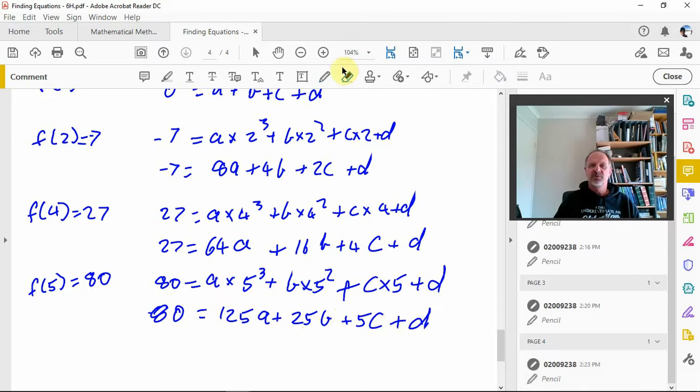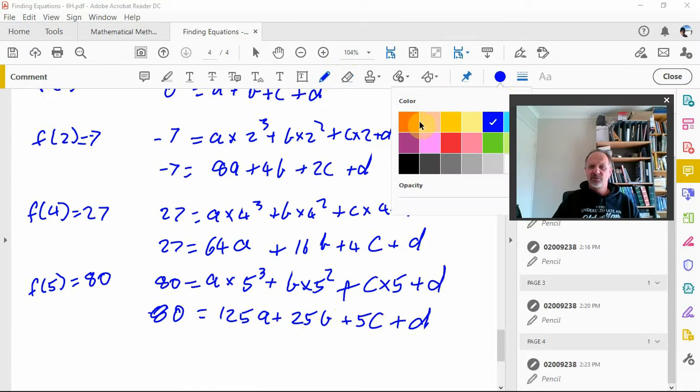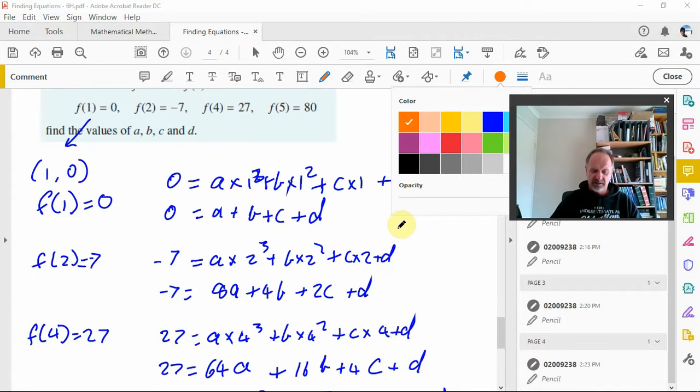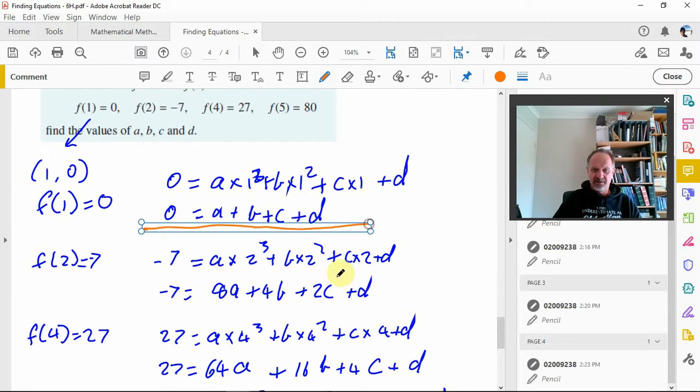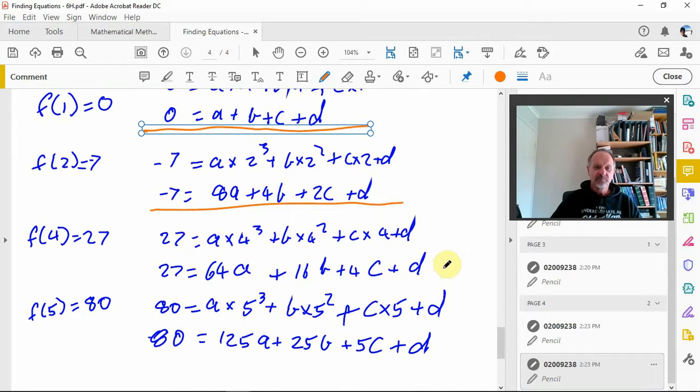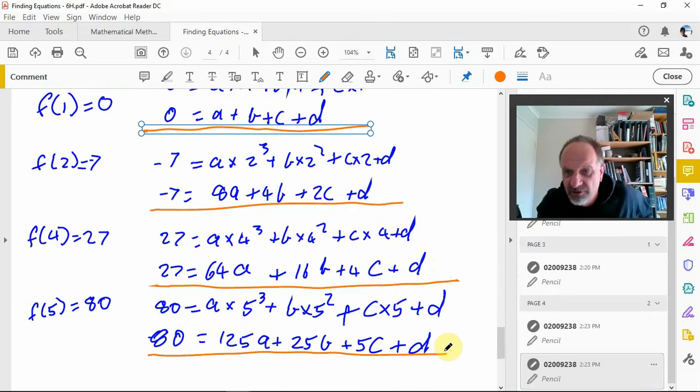Alrighty, so now we've put all that information in. Now we have 4 equations: 1, 2, 3, 4. And so we need to solve. Now, even next year in year 12, you're not going to be expected to solve simultaneous equations with this number of unknowns. So, calculator.